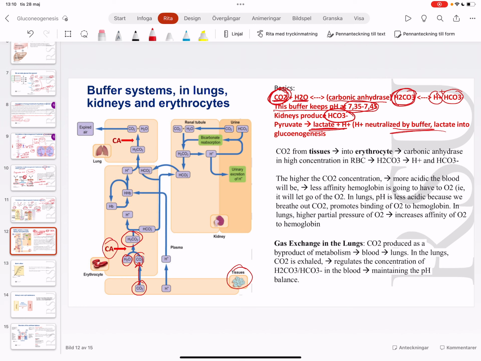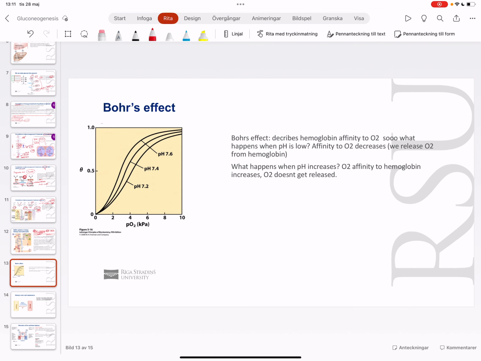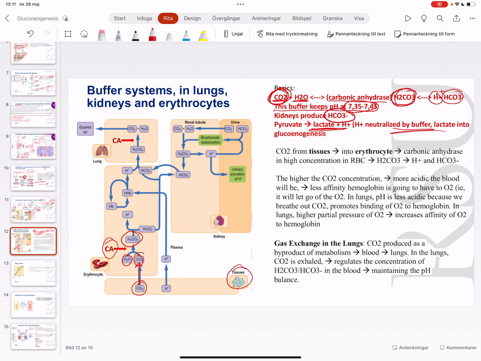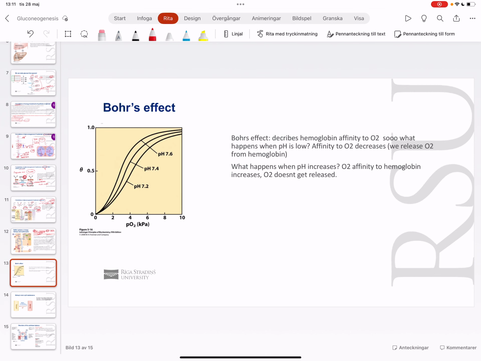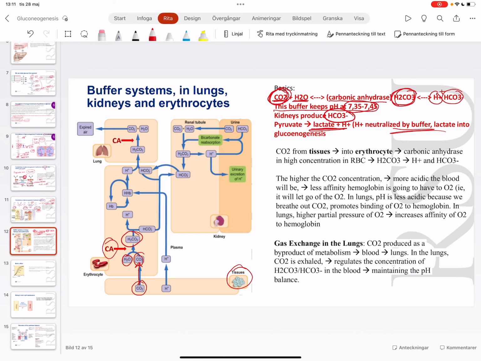Also, I will talk about the Bohr's effect here. This is also another slide about it, but I will talk about it here. Bohr's effect basically describes the affinity of hemoglobin to oxygen. The higher the carbon dioxide concentration, the less affinity hemoglobin is going to have to oxygen, and so it will let go of the oxygen molecule.